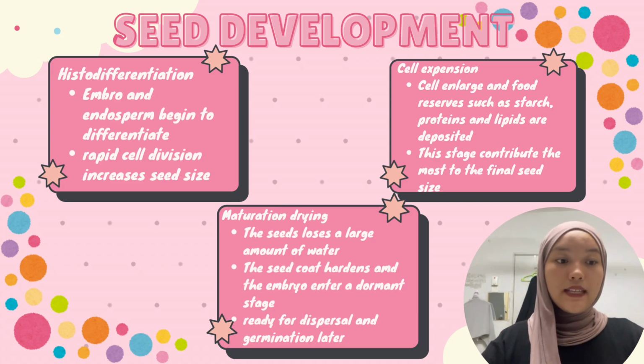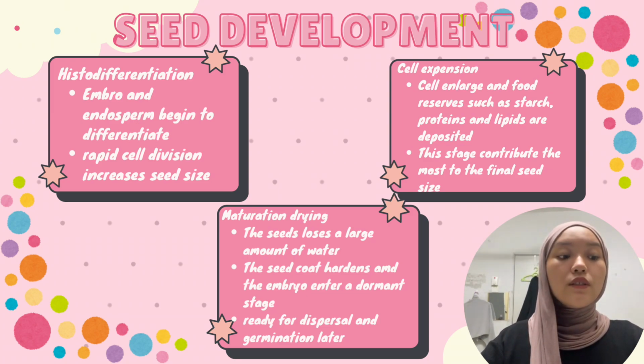The second one is the maturation or drying phase. During the maturation phase, the seed loses a large amount of water, its coat hardens, and the embryo enters a dormant stage. The seeds become ready for dispersal and future germination. And the last one is cell expansion. In the cell expansion stage, the seed cells enlarge and accumulate food resources such as starch, protein, and lipids. This phase contributes the most to the final seed size.